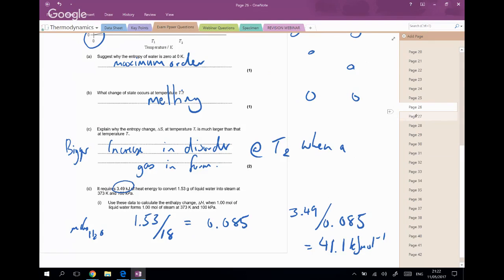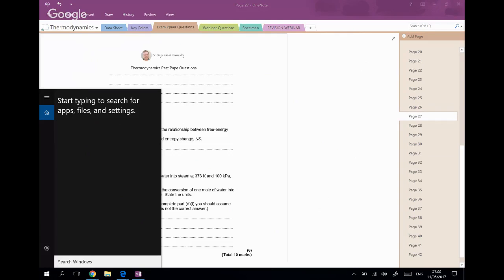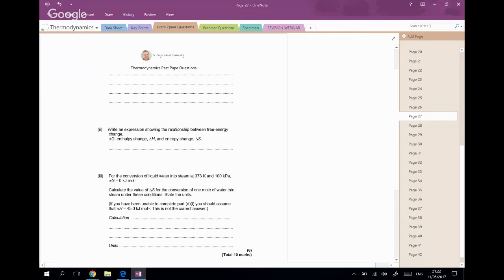What we're then going to go and do is write an expression for Gibbs free energy. So we've seen this lots of times. Delta G is delta H minus T delta S. So simple marks for doing this. And then for the conversion of liquid water into steam at 373 Kelvin, so that's 100 degrees Celsius and 100 kilopascals, delta G equals 0. Calculate the value of delta S for the conversion of 1 mole of water into steam under these conditions and state the units. So we've seen this several times.